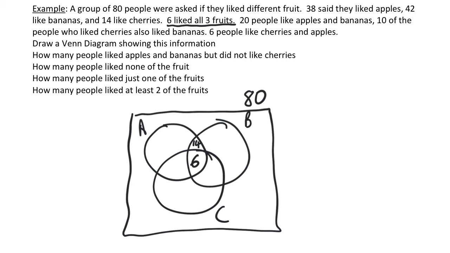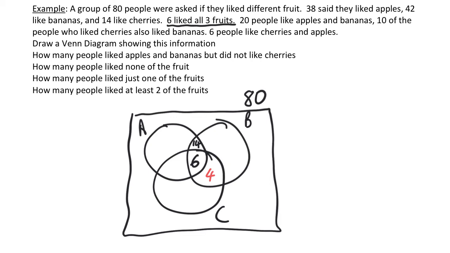10 of the people who like cherries, so those are the people within the circle. 10 of the ones who like cherries also like bananas. So what we know is that this overlap has to add to 10. We've already got 6. So that means there must be 4 people in that part.